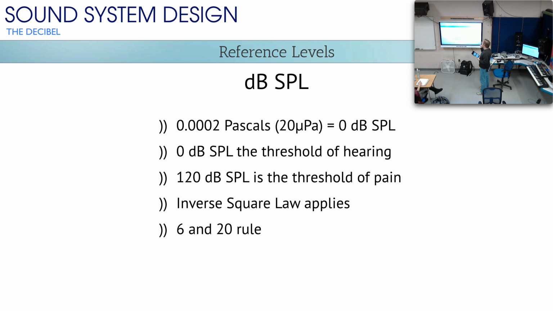What's interesting about dB SPL is that because we're talking about a pressure range here, the inverse square law applies, which is that 6 and 20 rule: you double the distance away from the sound, you lose 6 dB. You multiply the distance by 10, and you lose 20 dB. Conversely, if you divide the distance in half, in other words get half as close to the sound, you gain 6 dB. If you divide your distance by 10 and get closer, you will gain 20 dB.